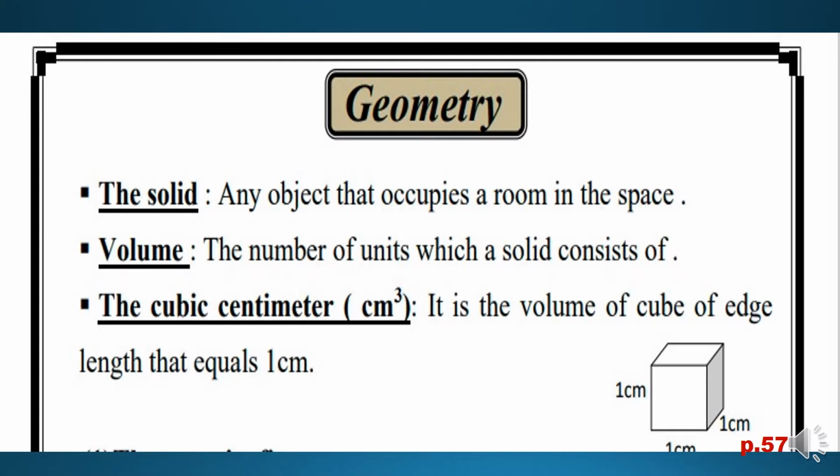The cubic centimeter is the volume of a cube whose edge length is equal to 1 centimeter. So I have here 1 times 1 times 1, which is equal to 1 centimeter times 1 centimeter times 1 centimeter, equal to 1 centimeter cube.